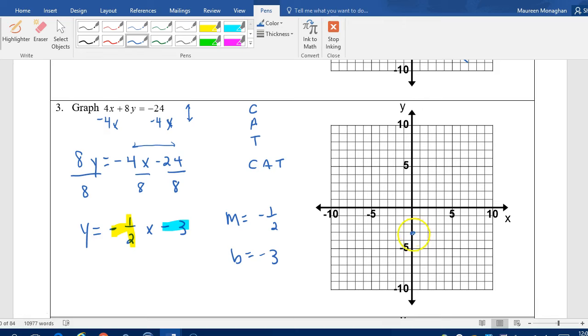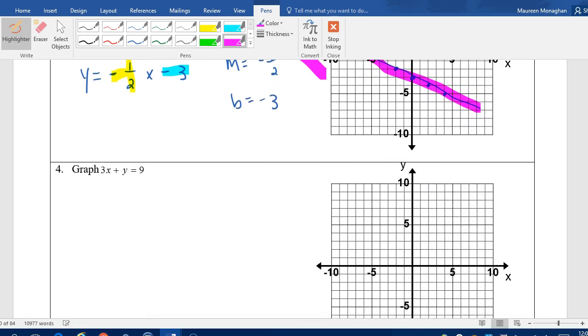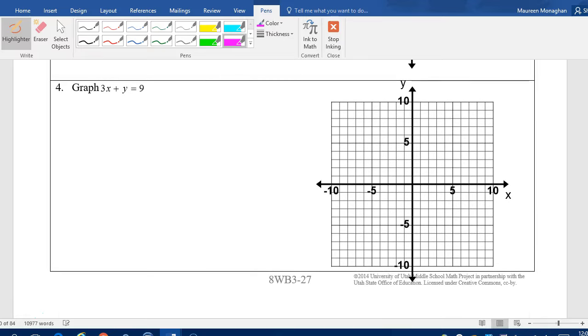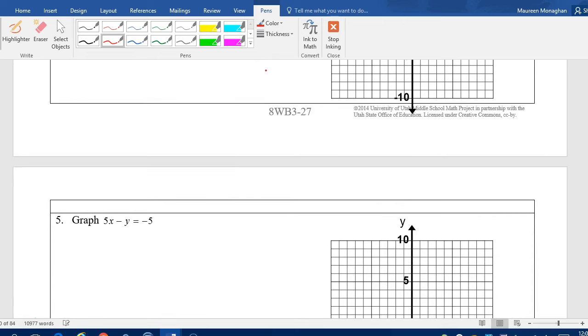I know it's going to go down 1 over 2, down 1 over 2. I could have gone up 1 to the left 2. Just so you know, it has to be going downhill. This is a negative slope. Negative slope goes downhill. Okay? Number 4, you're on your own. You got this. Because this one is kind of simple. Number 4, so do that one on your own.